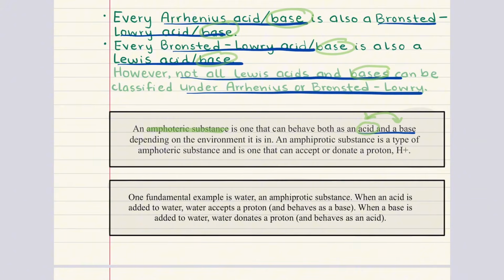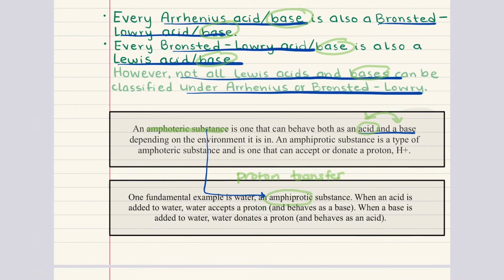Now, when the acid-base behavior specifically involves proton transfer, meaning the substance either donates or accepts a proton, we can use a more specific term, that term being amphiprotic. Amphiprotic substances are a subset of amphoteric substances, but not all amphoteric species are amphiprotic. That's because some acid-base reactions involve the exchange of electron pairs, not just protons. So only the ones dealing with protons fall under the amphiprotic category.